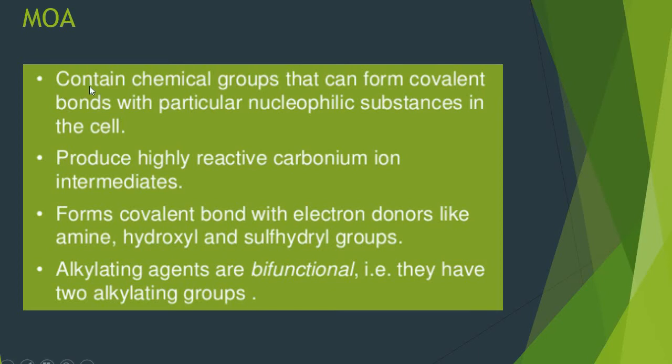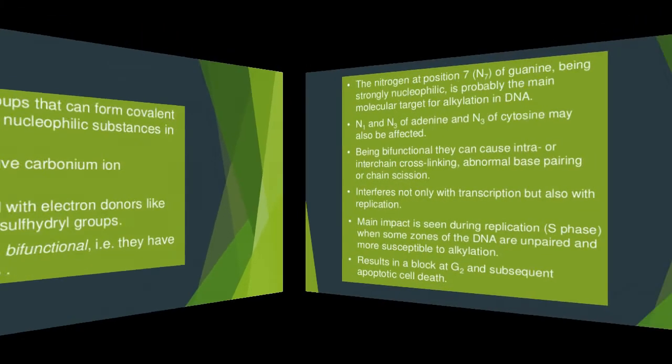If we discuss the step-by-step mechanism, it contains chemical groups that can form covalent bonds with particular nucleophilic substances in the cell, produce highly reactive carbonium ion intermediates, and form covalent bonds with electron donors like amine, hydroxyl and sulfhydryl groups. Alkylating agents are bifunctional, that is they have 2 alkylating groups, as we have already discussed that these 2 chloroethyl groups are present in each structure and are important for activity.